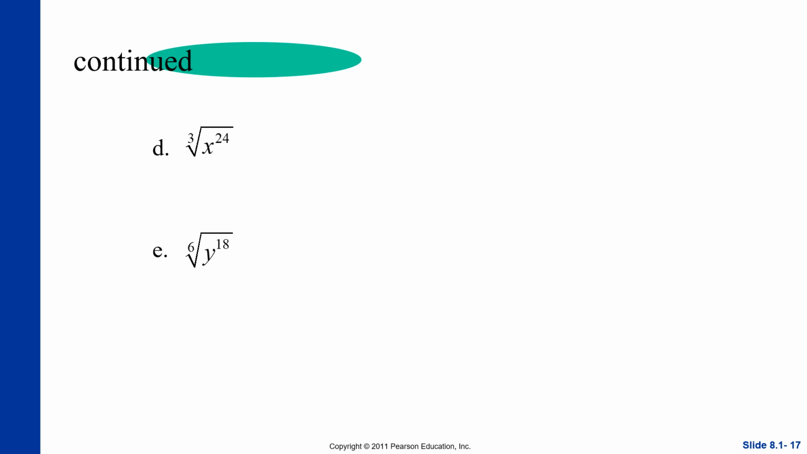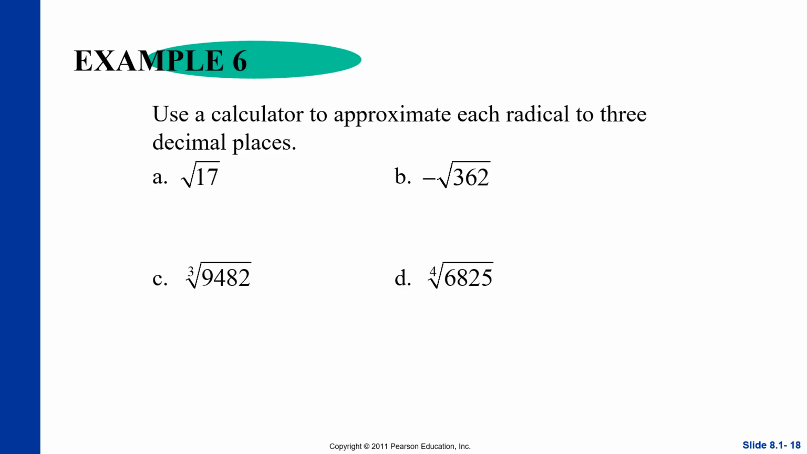You'll see here where we have the cube root of x to the 24th. So basically you just divide the exponent by the index. You get x to the 8th. So in the second one here, the 6th root of y to the 18th would just be the absolute value of y cubed. All right, now we'll use a calculator. So you just plug this into your graphing calculator, and these are the values you should be getting.